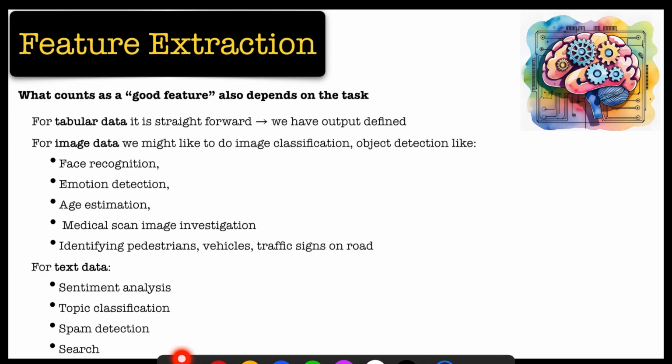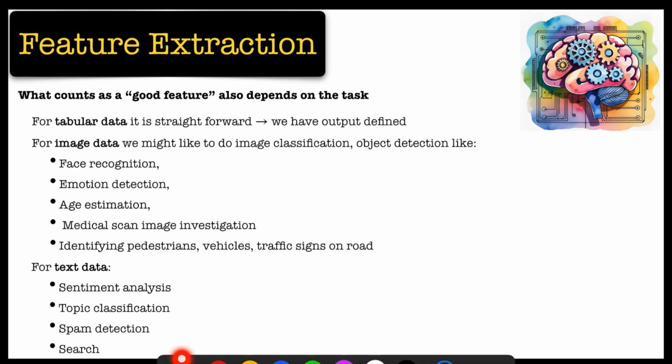Now, what counts as a good feature also depends on the task, what we want to do with our data. For tabular data, it is very straightforward. We'll have some output defined, right? If we have height, weight, BP and so on given, and we want to predict the chances of some disease, then a specific output is given. So that is the task.